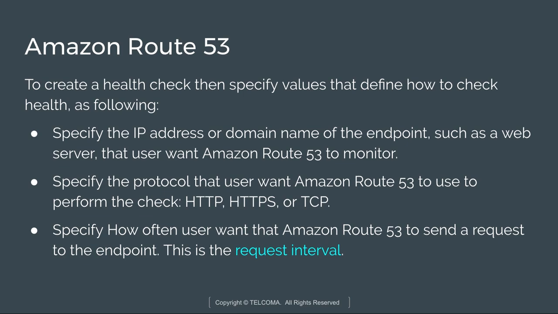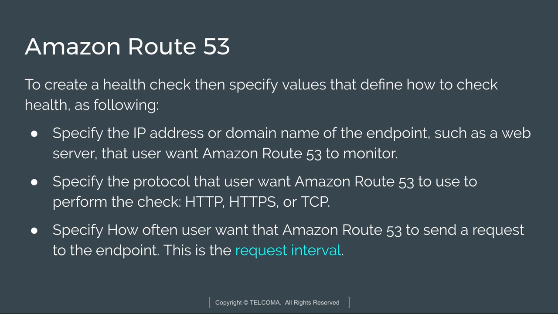To create a health check, we can specify values. First of all, we need to specify the IP address or domain name of the endpoint, such as any web server that Amazon Route 53 has to monitor. We also specify the protocol to perform the check, like HTTP, HTTPS or TCP. We specify how often the user wants to send a request to the endpoint. This is known as the request interval.